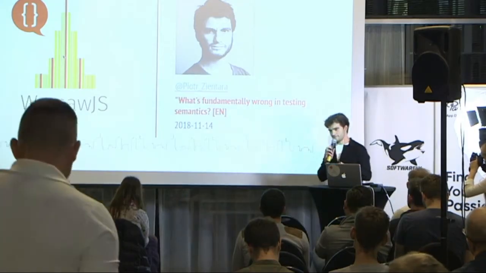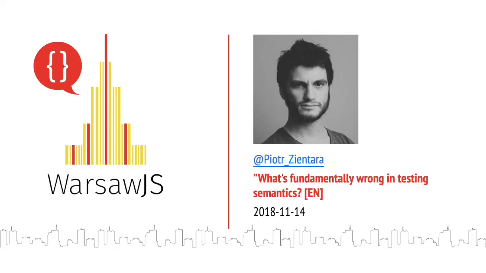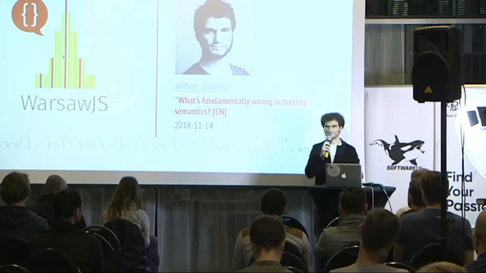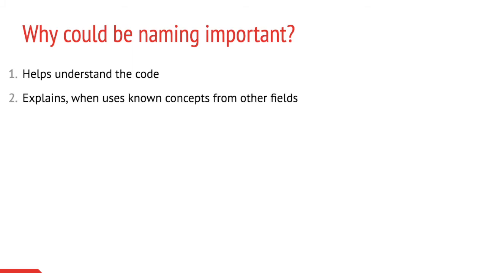I will show you my whole vision of this problem, and I called it "What's fundamentally wrong in testing semantics." I was hoping that Vivek would still be here, but oh yeah, you're here. Great. So you all know why naming is important. When we have good naming, it explains better what's going on. We can also use our knowledge from different fields, applications or kinds of engineering to understand what's going on, and it adds some culture.